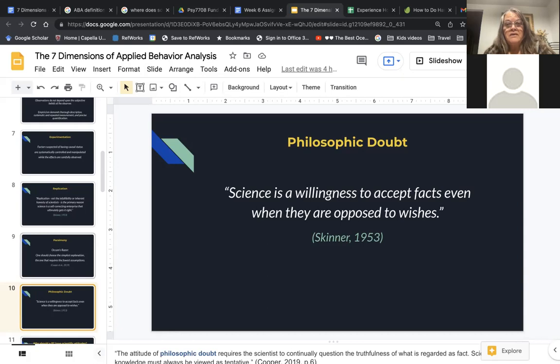But by not accepting something as a truth, we continue to learn, we continue to study it. And that philosophic doubt is a willingness to question our own beliefs and be willing to continue to study it. Now, sometimes we may have a cherished theory of why we think something is working or what we think might be most effective. But as we study that, maybe the evidence points another way. And that's that willingness to consider something else.